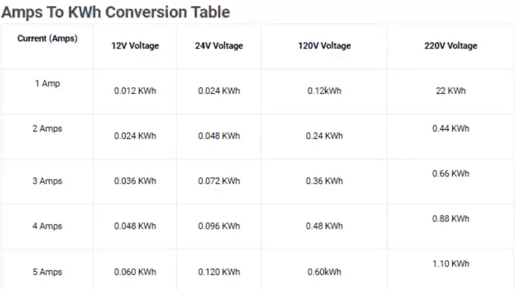Next, let's understand what ampere-hours are. Ampere-hour is a unit of battery capacity. It indicates how much current a battery can deliver in 1 hour. For example, a battery with a capacity of 100 ampere-hours can provide 100 amperes of current in 1 hour, or 10 amperes of current in 10 hours.